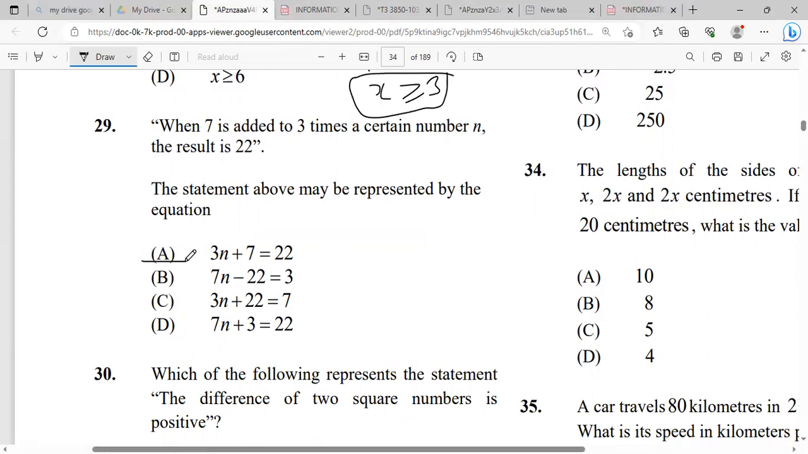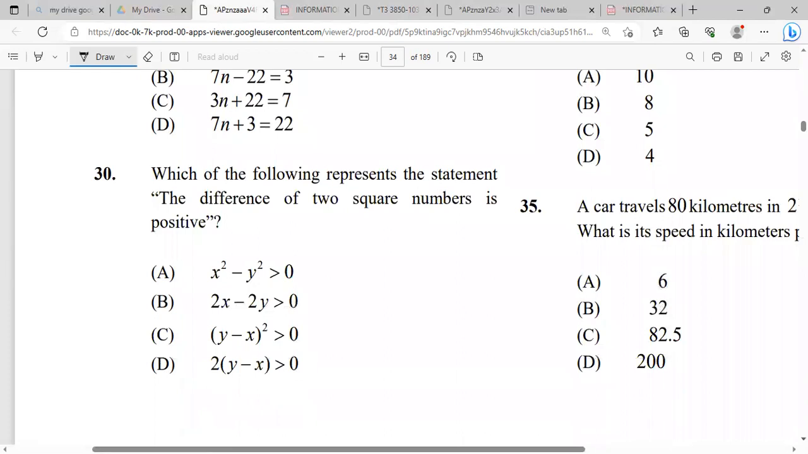All right, guys, so we're going to stop here for today. Let's look at what 30 says. You guys can answer that in the comment section. So it says, which of the following represents this statement? The difference of two square numbers is positive. So leave that in the comment section and we're going to start part 2 with this.